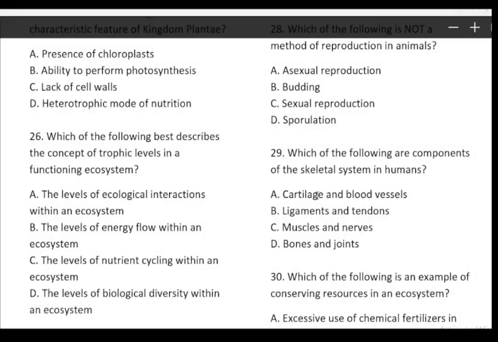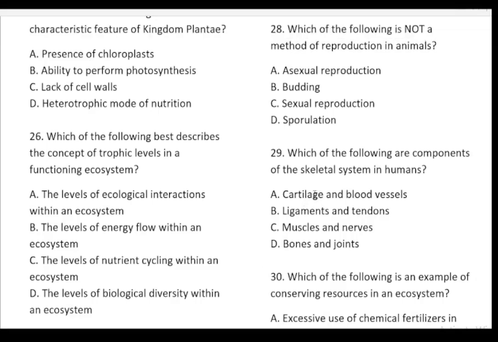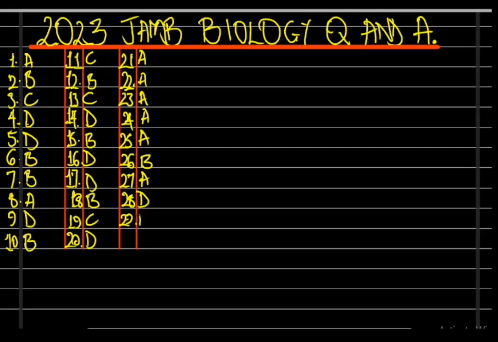So cartilages, yes, cartilages are part of the skeleton. They are part of the supporting tissues, because cartilages form bones. But blood vessels are not part of the skeletal system. Ligaments and tendons are not really part of the skeletal system. The muscles and the nerves are not part of the skeletal system. It is actually the bones and the joints that form this particular answer. So option D, we have the bones and joints where bones meet. That is the answer to question 29, option D. And then we have question 30.